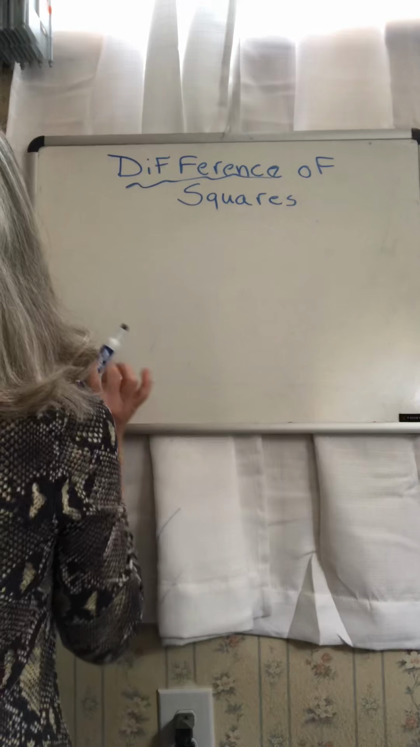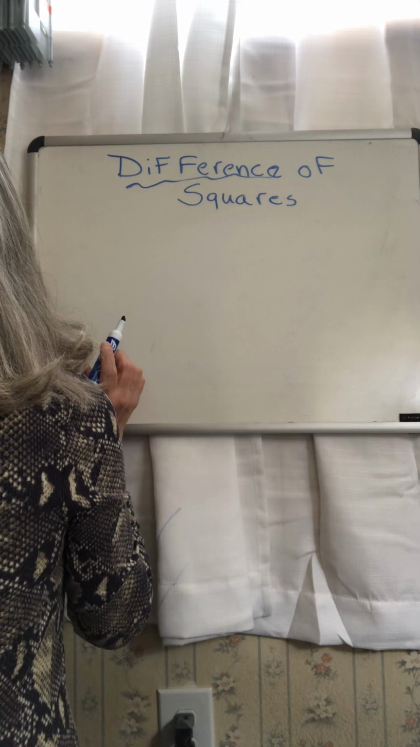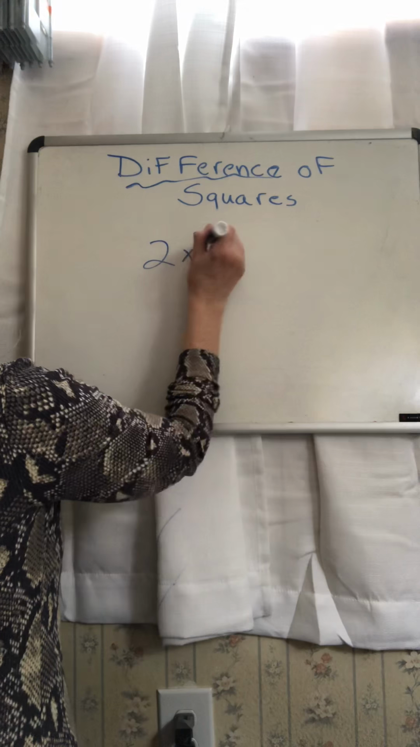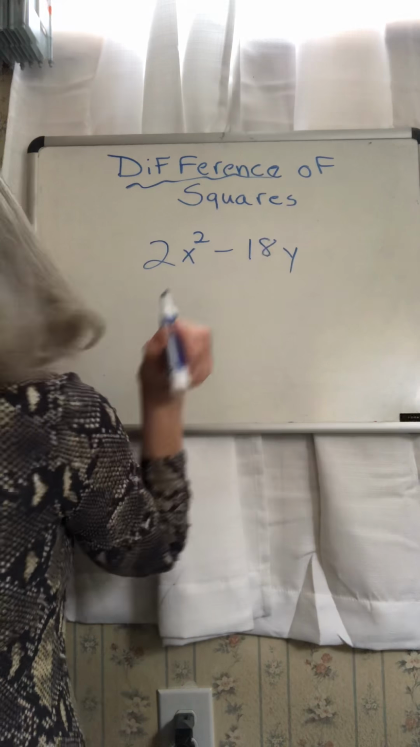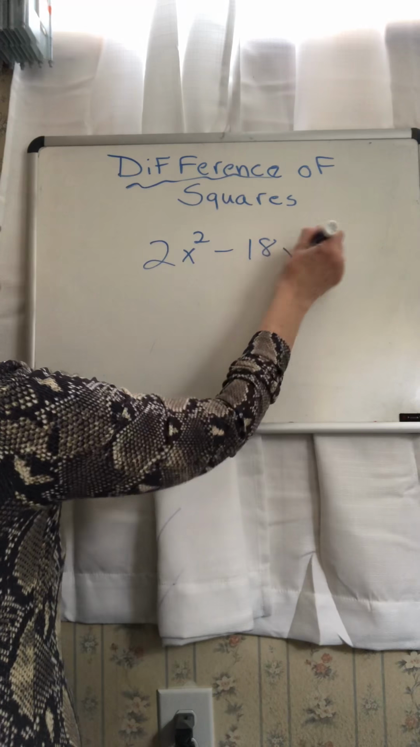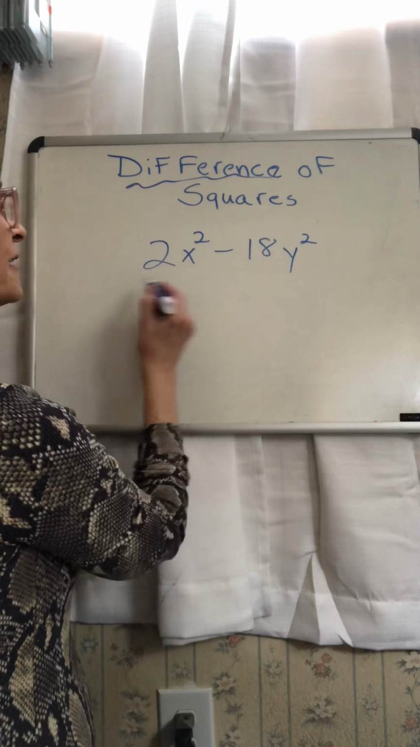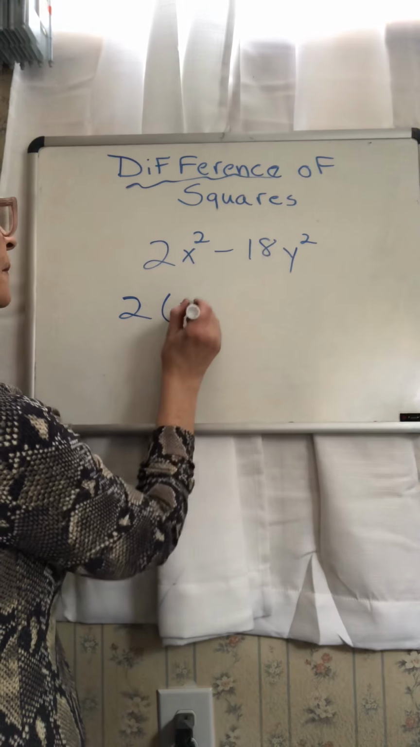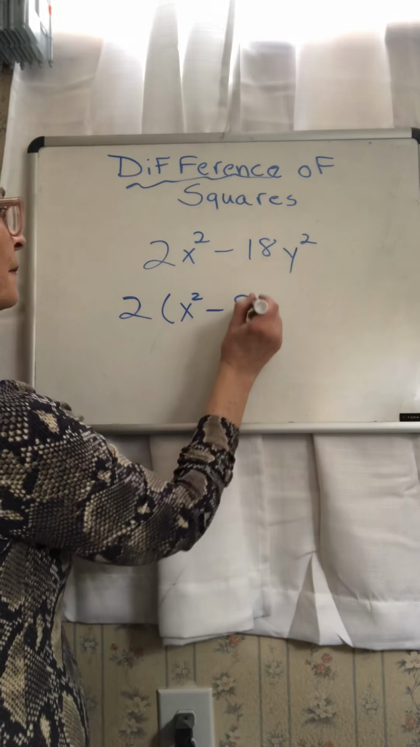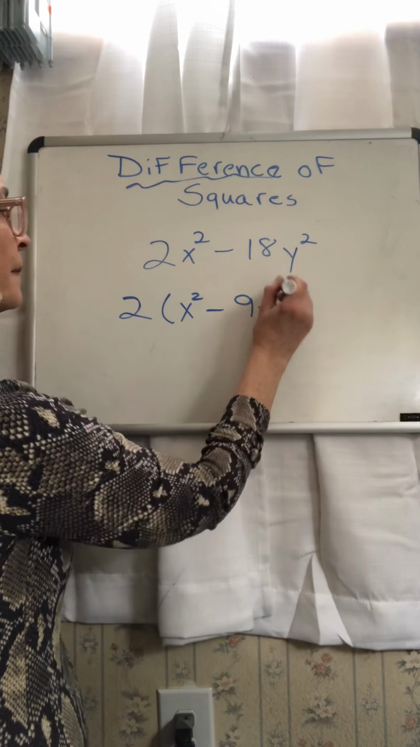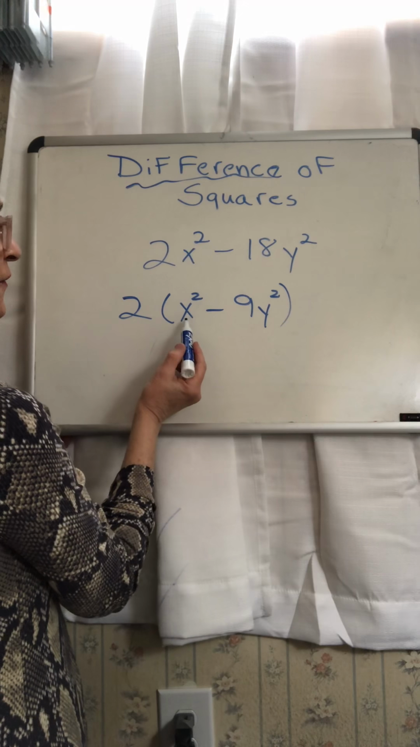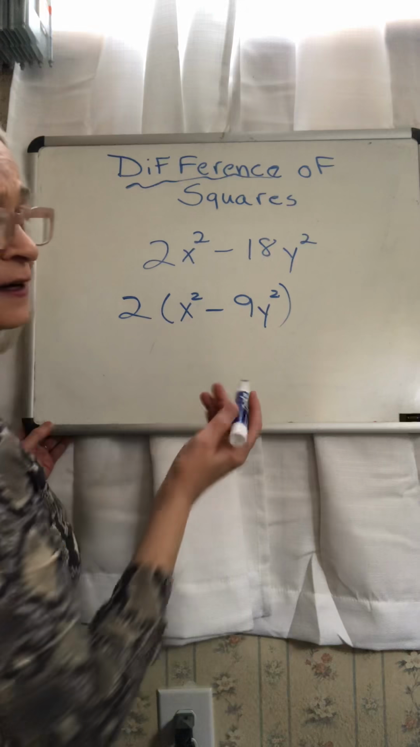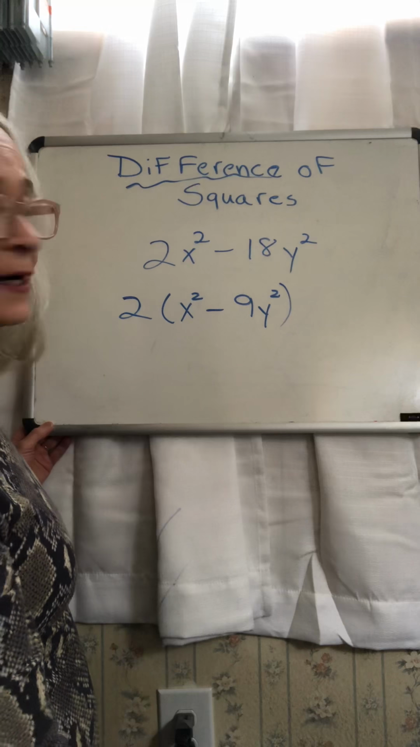So number 6 says 2x squared minus 18y squared. Greatest common factor, 2. So we factor out the 2. X squared is a perfect square. 9 is a perfect square. Y squared is a perfect square. So this would be a difference of squares.